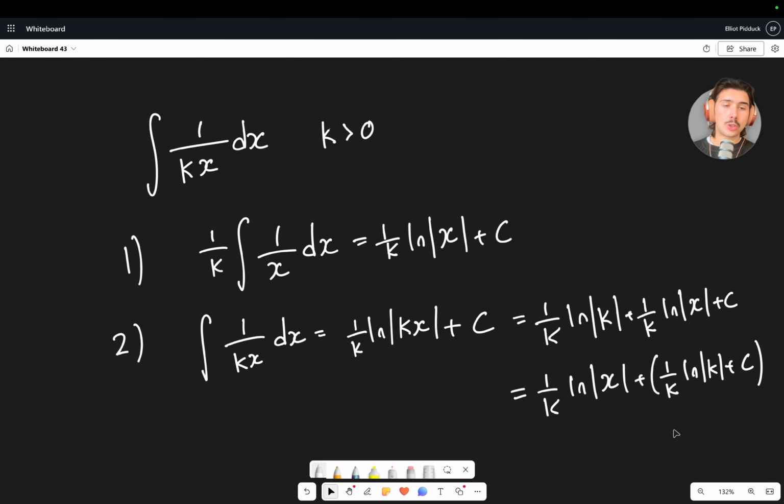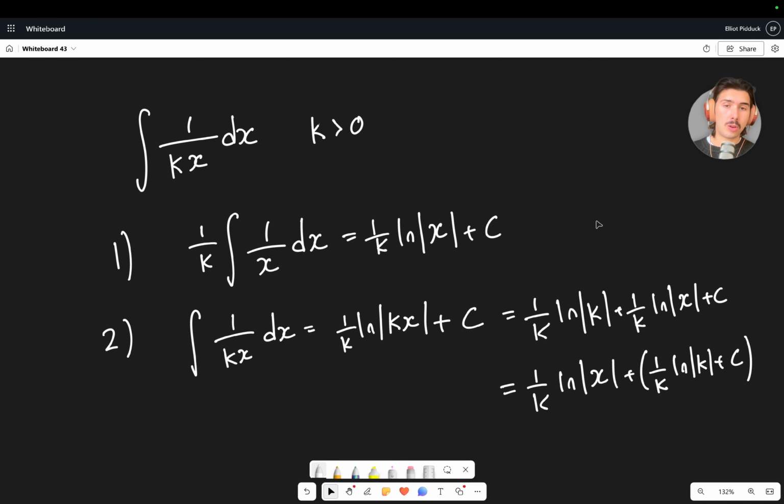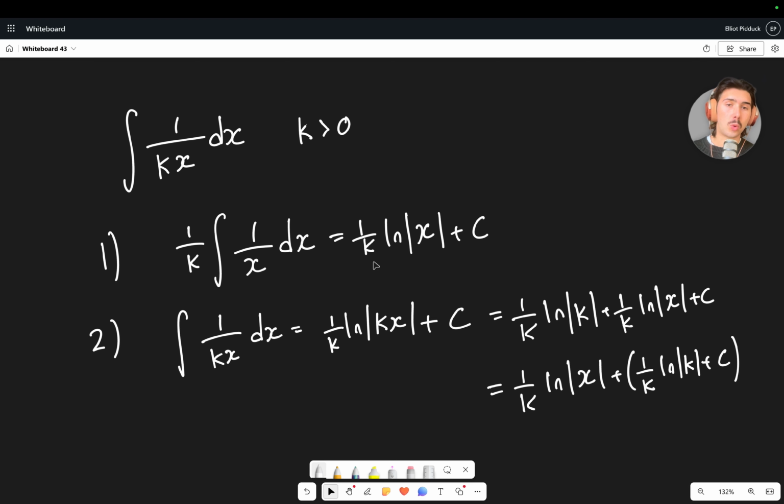Now if we compare our two answers, you can see that the first one is 1 over k ln x plus c. The other one is 1 over k ln x plus a different constant. This is still an arbitrary constant. An arbitrary constant doesn't have to just be c. You could rewrite it as c plus 1 or something like that. There's no point in doing it, but you could. And it's the same thing here.